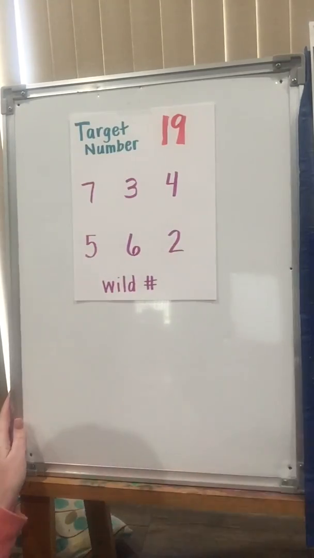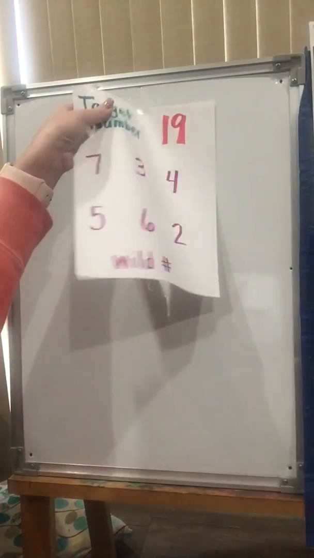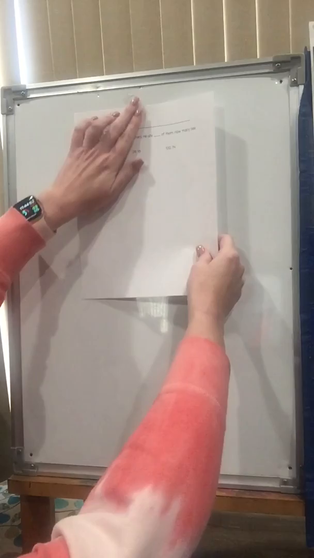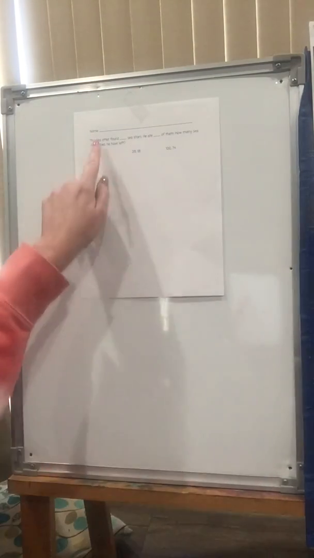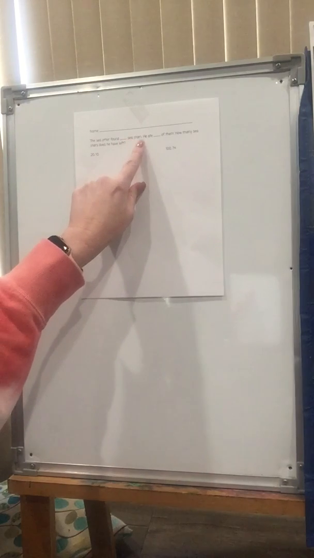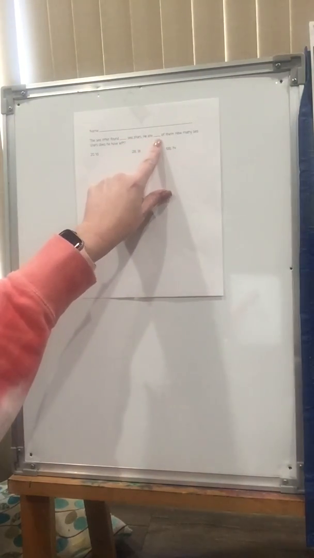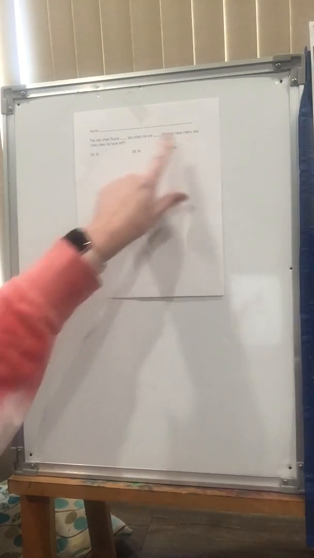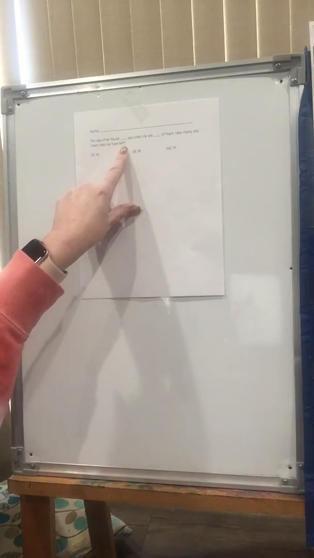And then next, I want to show you a word problem that you have in your packet for math. And you might have already done this one, or maybe you've already attempted the other word problem. The other one I will go over tomorrow, but I'm going to read it out loud to you. So it says, the sea otter found blank sea stars. He ate blank of them. How many sea stars does he have left?